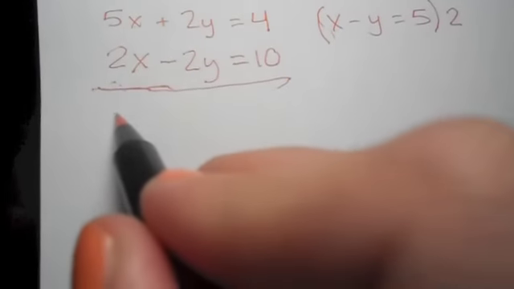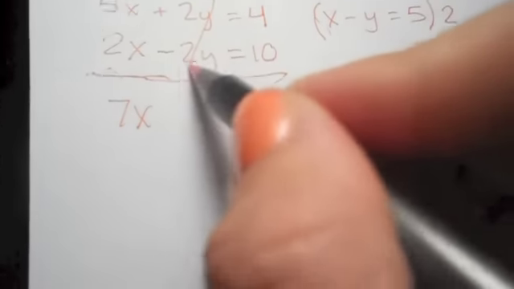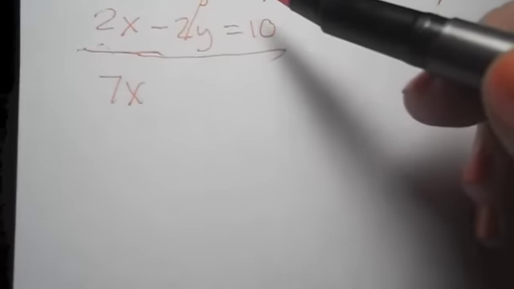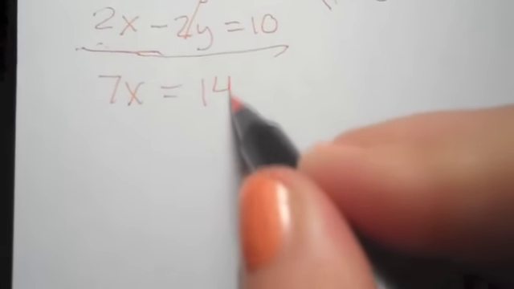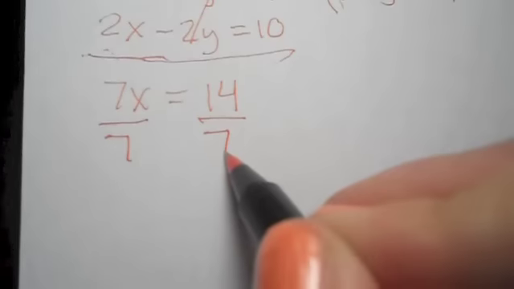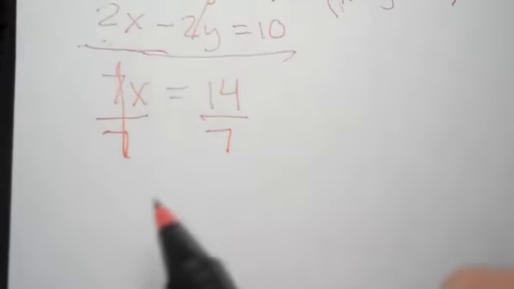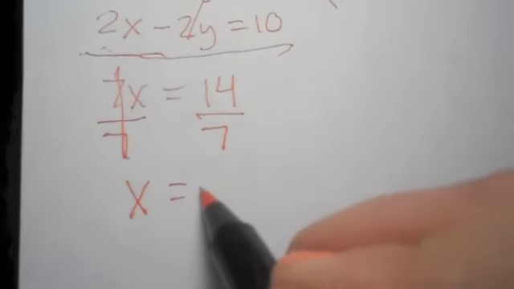5x plus 2x is 7x. These cancel, it's a positive 2y and a negative 2y. We're going to add down: 4 plus 10 is 14. Divide both sides by 7 because 7 is multiplied to x and we need x by itself. These 7's will cancel and leave us with x equals 14 divided by 7, which is 2.